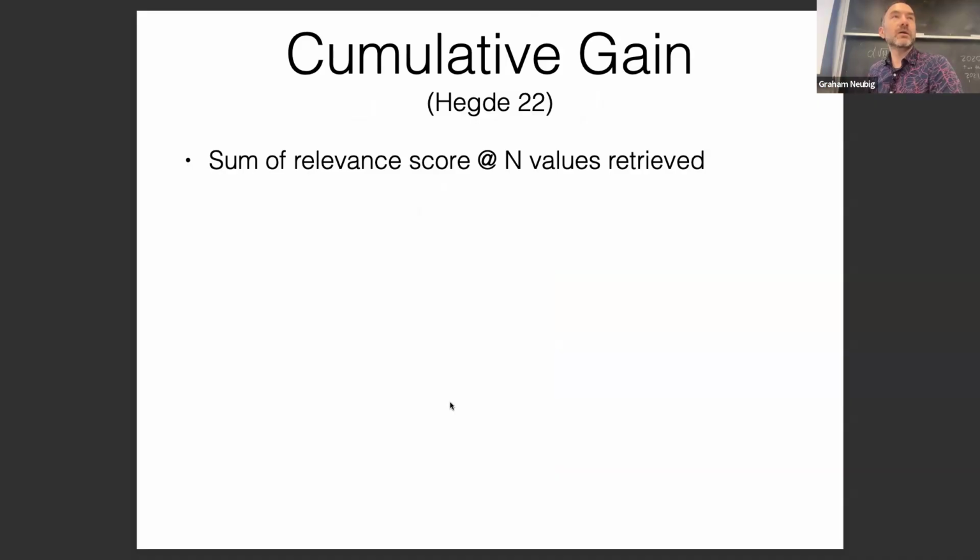So there's a famous metric for this called NDCG. It's kind of the standard metric. I'm going to gradually build up to it over the next couple slides. And the first part of it is cumulative gain.